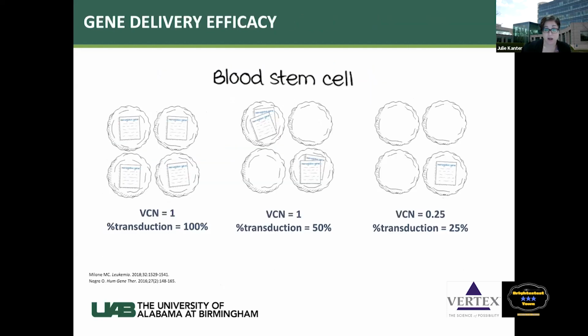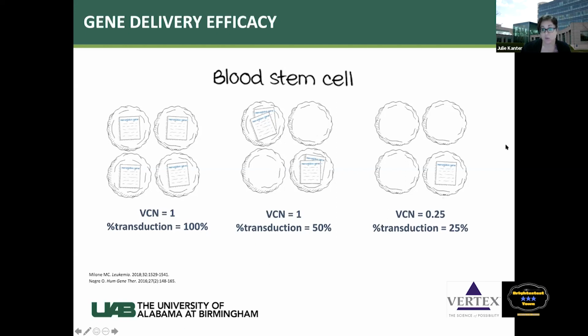This is an example of how we interpret those data. Here on the left, you see stem cells, and each stem cell received one copy of each letter. That means they have a vector copy number of 1, because on average it is 4 letters per 4 stem cells. And since each stem cell received the letter, the transduction is 100%. In the example in the middle, 2 of these stem cells didn't get any letters, but 2 stem cells got 2 copies. So you still have an overall copy number of 4 divided by 4 cells, so your vector copy number is the same, but your transduction efficacy is only 50%.